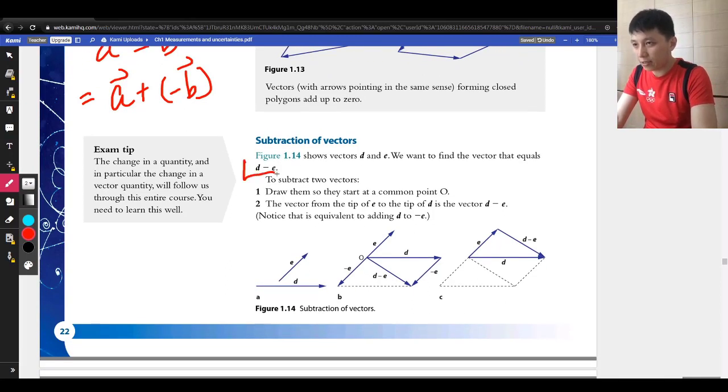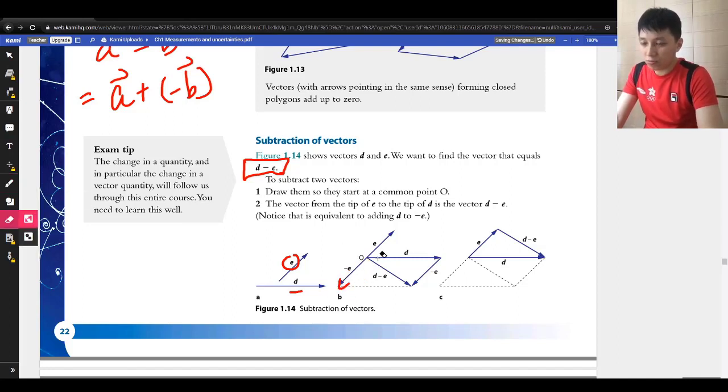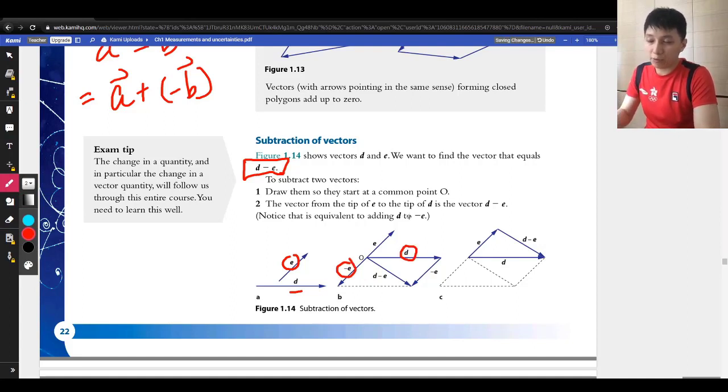If we want to find the resultant of D minus E in vectors, and you only know D and E, what you have to do first is to reverse the direction of E into the opposite. So negative E is like this, going in this direction. The next thing is you just combine them together. Just like how you do addition, put these two together, then you'll be able to find D minus E.